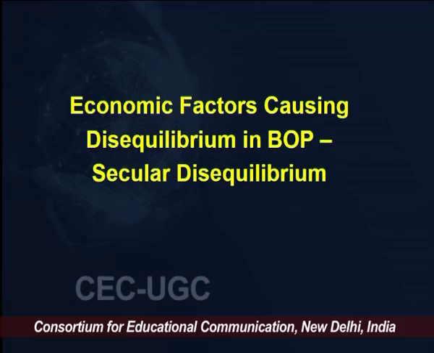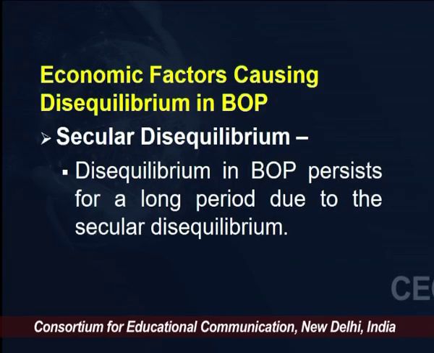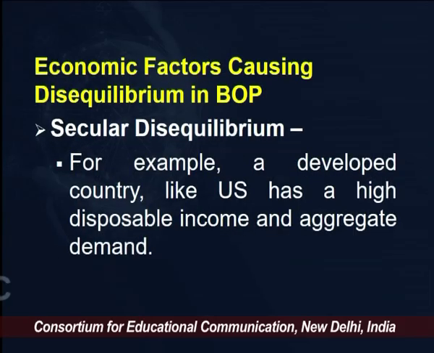Then another is secular disequilibrium. This is again another economic factor. What does secular disequilibrium mean? Disequilibrium in balance of payment persists for a long period due to this secular disequilibrium. For example, a developed country, take the example of US, it has a high disposable income and aggregate demand. As the income increases, the demand for different goods, durable, non-durable, consumables will increase.